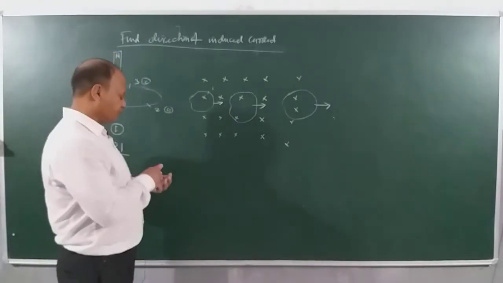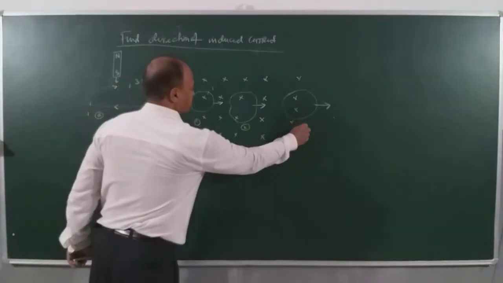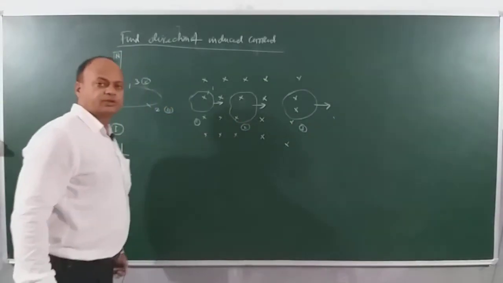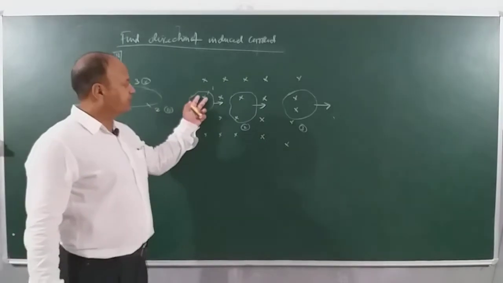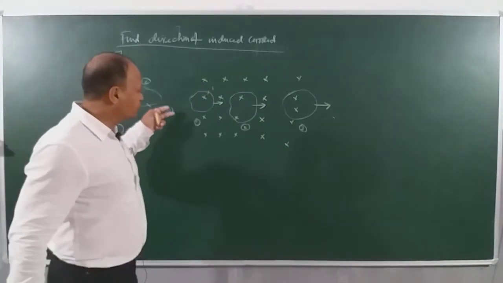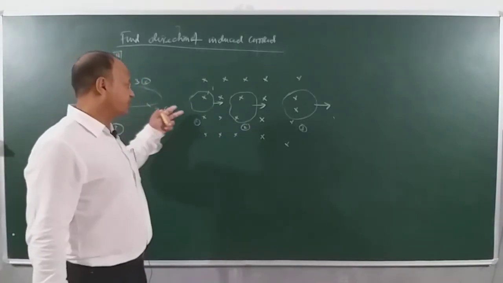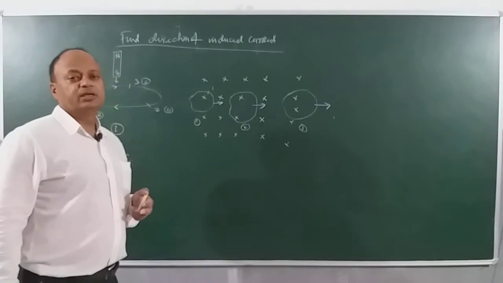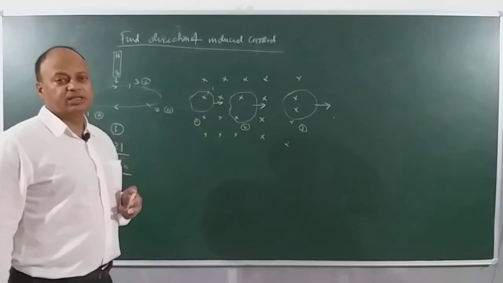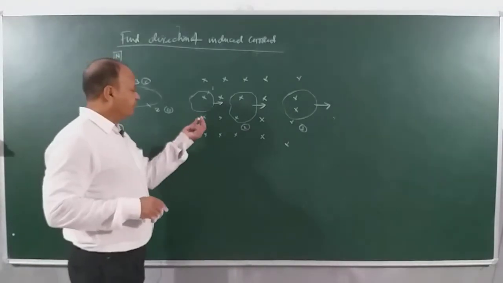There are 3 positions of a loop given: position 1, position 2, and this position 3. Right? What will be the direction of current in these 3 loops? See, loop 1 is going into the magnetic field. When loop 1 is going into the magnetic field, what will happen? Flux is increasing. Now, try to understand very clearly. The field is going inside.